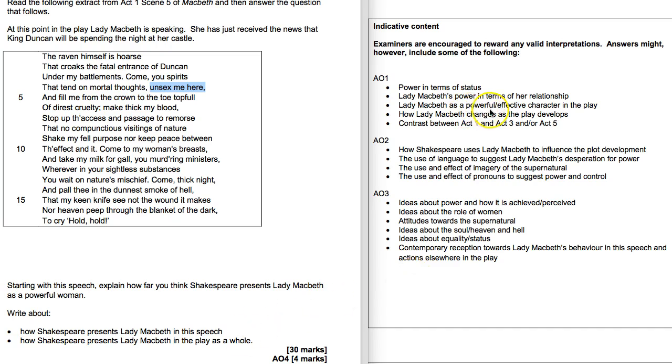Okay, well, next, the examiner thinks I ought to look at how Lady Macbeth is a powerful or effective character in the play. Well, we can look at this idea. Come to my woman's breasts and take my milk for gall. This is a reference to the fact that she's still producing milk.